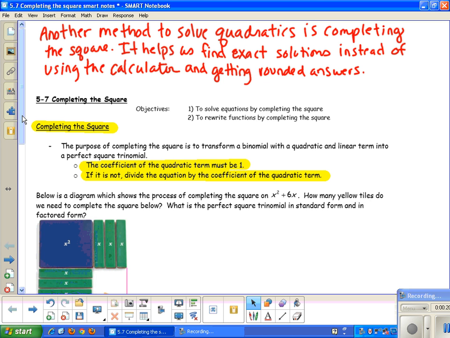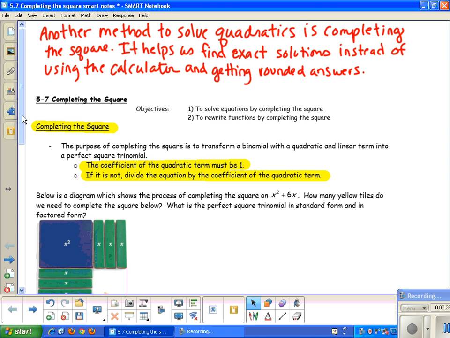So remember, we have factoring to help us solve, taking the square roots of both sides, and then we showed how to solve equations using your calculator. Now we're going to solve our equations by completing the square, and this helps us find our exact solutions for problems that we can't factor or take square roots of.